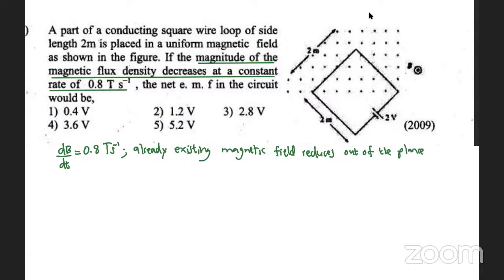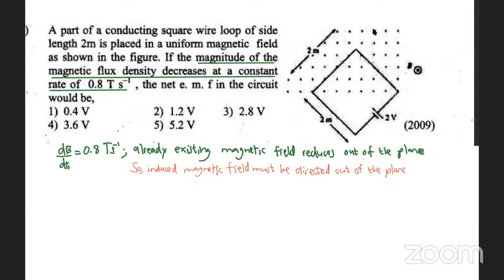Right. So what should happen if you have a magnetic flux density which is reducing out of the plane? The induced magnetic field must be directed out of the plane. Why is that? The already existing magnetic field is reducing out of the plane, so we also have to create a magnetic field in the same direction to oppose that.